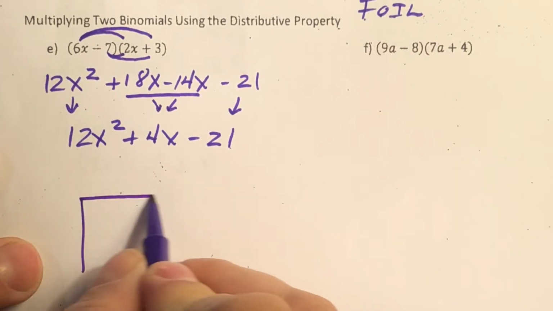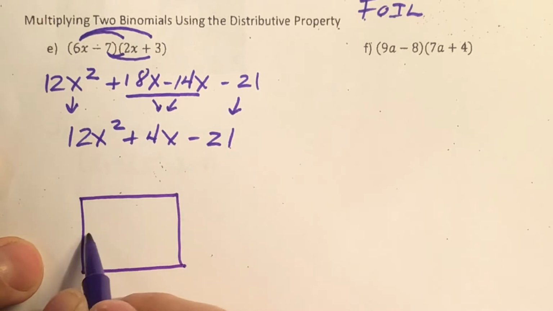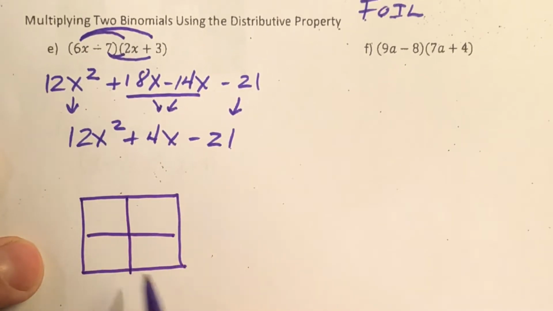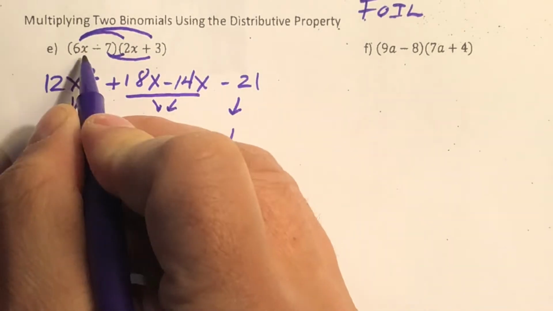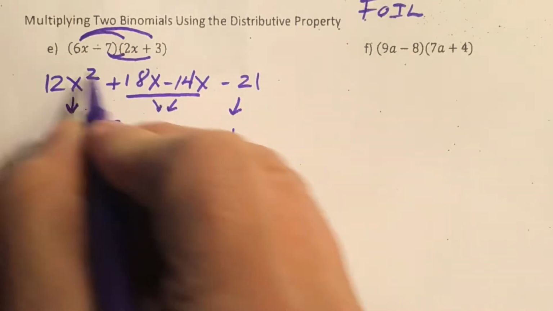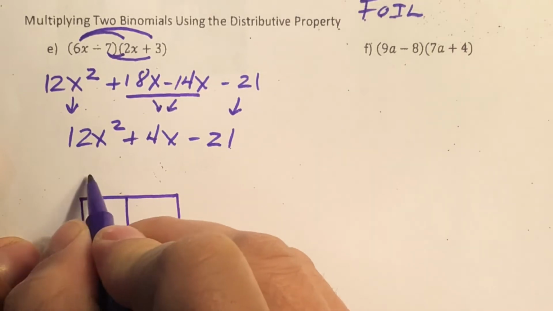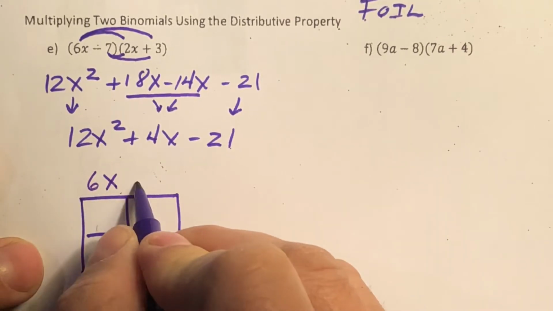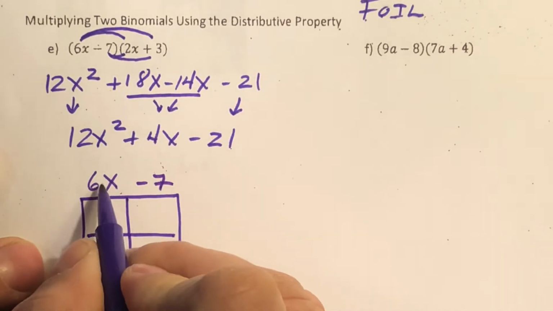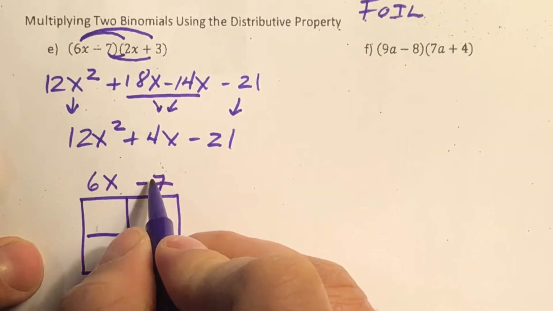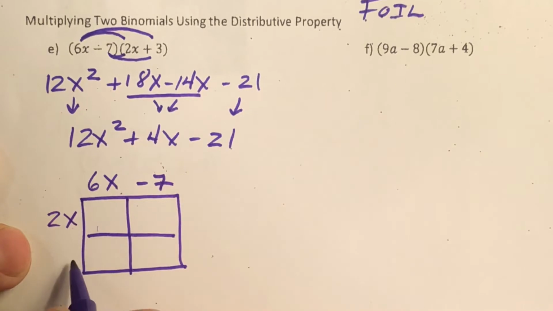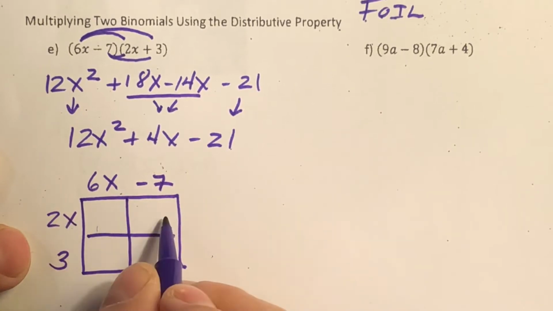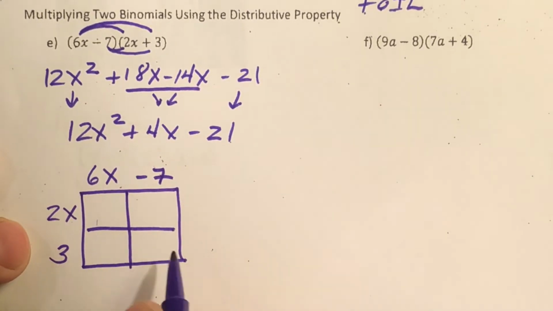I can make myself a little box. If you notice, I have 2 columns by 2 rows because I'm multiplying 2 binomials. It doesn't matter, I'm going to take one binomial and put it on top, 6x minus 7. The 6x is in this column, the negative 7 is in this column. And then the other polynomial goes on the side, 2x goes in that row, 3 goes in that row.